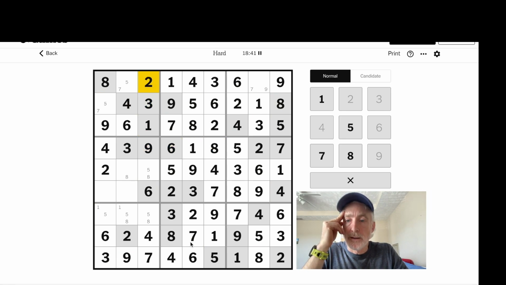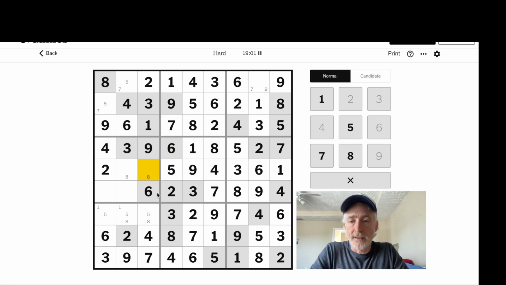Definitely think that the big key to this is finding that 2 up here. And there might be other ways you can find it, but I found it the hard way, like filling in a lot of candidates and not easy to see. After that, the puzzle kind of just collapsed.